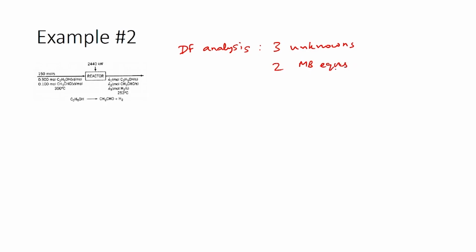So, do you have anything else you can use? Yes, here we can use the energy balance. We can get one energy balance equation, and once we use that you have 3 equations and the degree of freedom now becomes 0. So, with 0 degrees of freedom we will be able to solve this system.